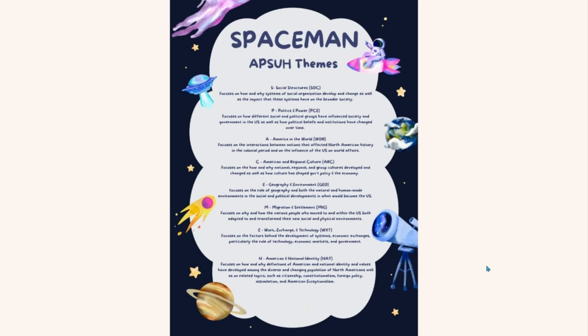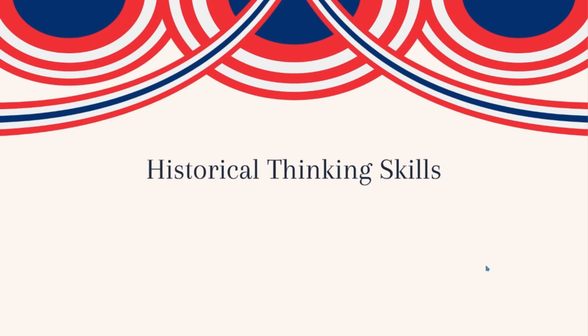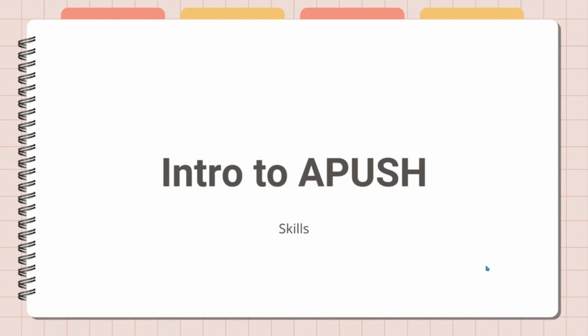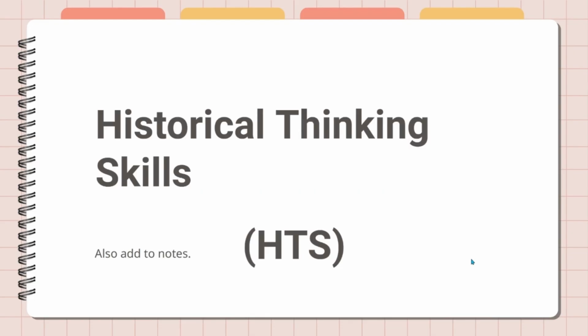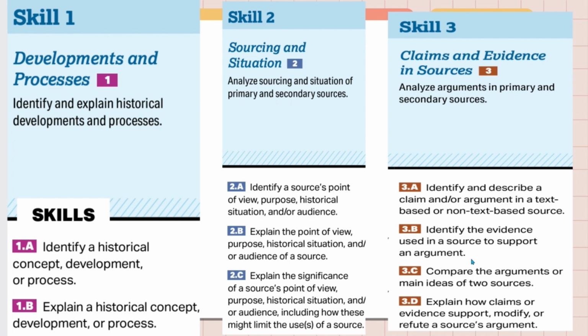Here you have access to this on your Unit 0 guide as well. So here are the APUSH skills. These are the historical thinking skills, HTSs. Skill 1 is going to be development and processes. Can you identify and explain how and why things happened?